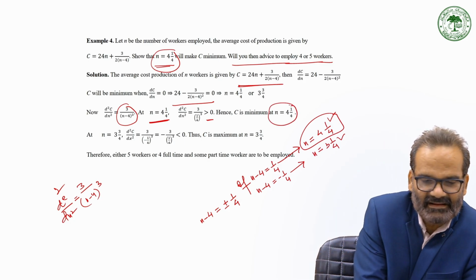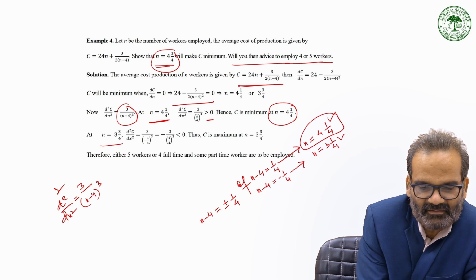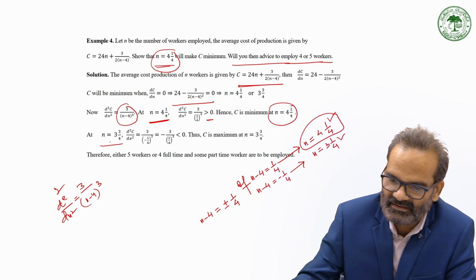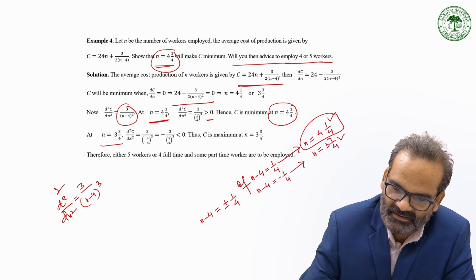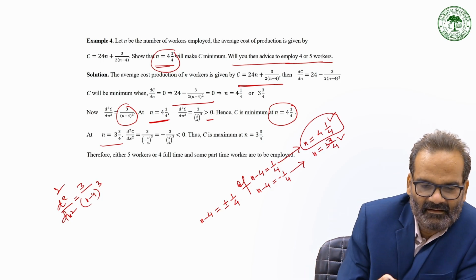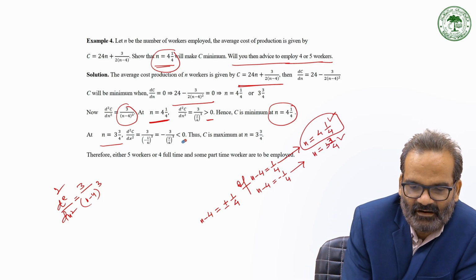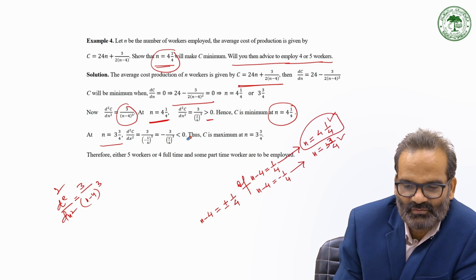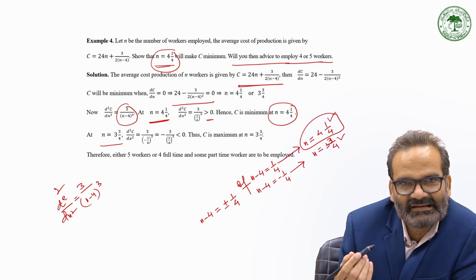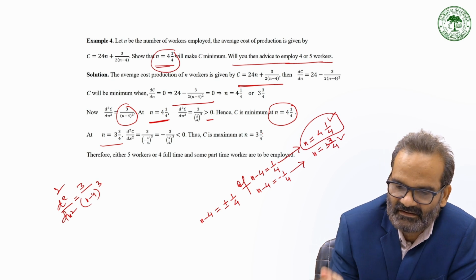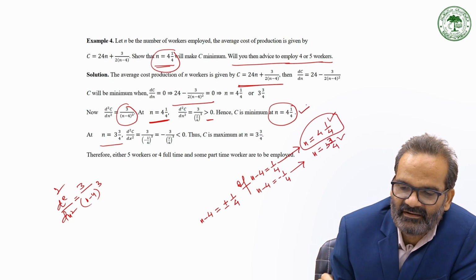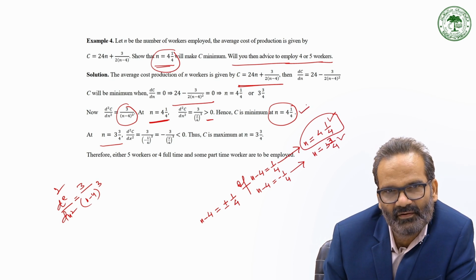And C at n equal to 3 and 3 upon 4, sorry, this value is 3 and 3 upon 4. For this, it is coming out to be negative, so C is maximum. We cannot talk about maximization in terms of the cost. So for n equal to 4 and 1 upon 4, the total cost is minimum.